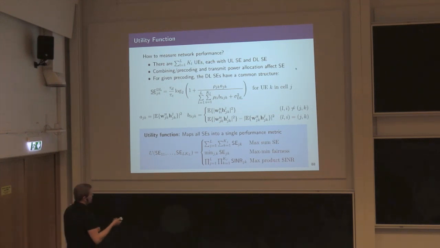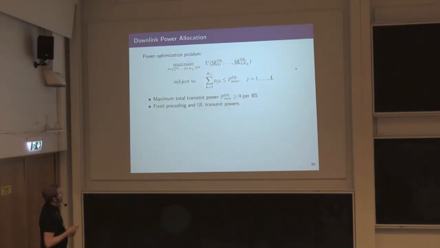And another option is to maximize the product of the SINR, which is essentially a high SINR approximation of the max sum spectral efficiency. And if you formulate a power optimization problem as maximizing this utility function, one of these three different choices that I was describing, by selecting your downlink power allocation with respect to some power constraint, saying that for each base station I have a maximum power that I can use, and I sum up the powers for my different users, then I have an optimization problem.